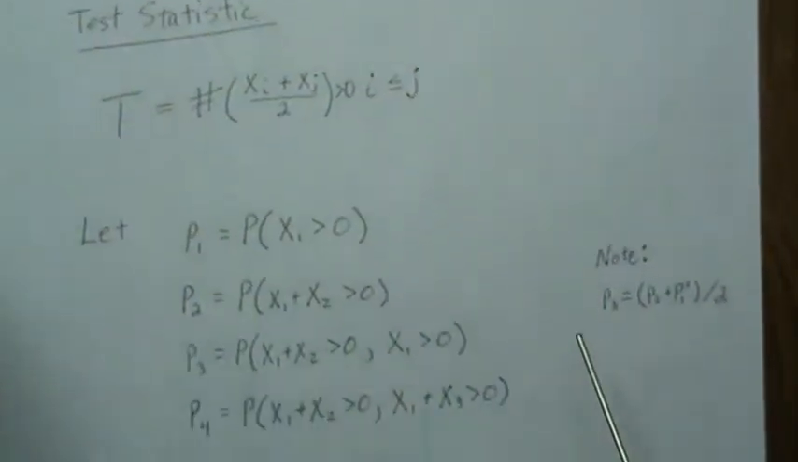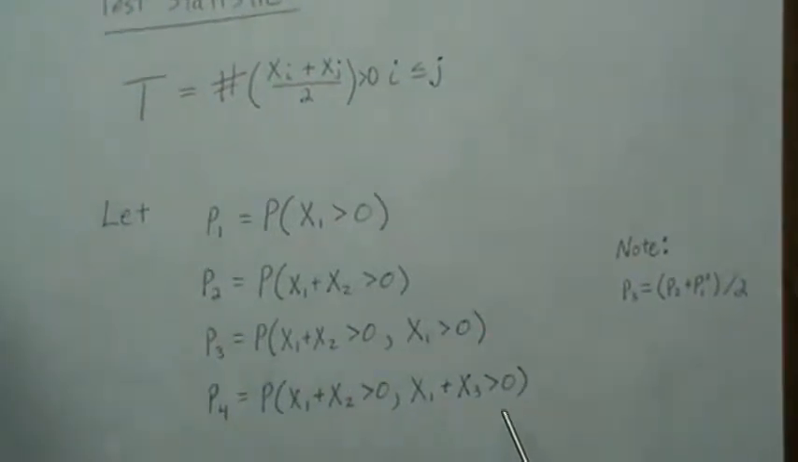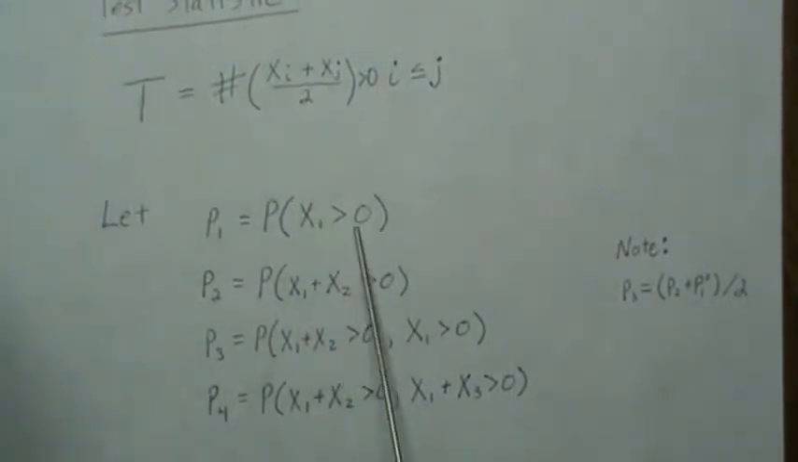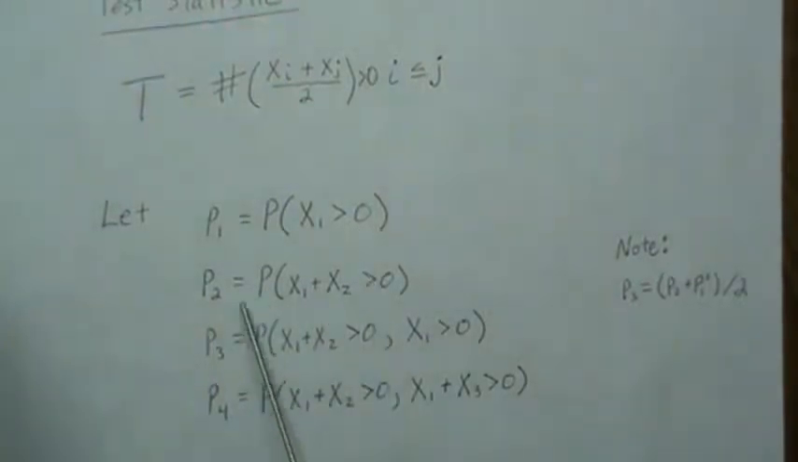So we're going to develop some notation generically. We're going to let P1 be the probability that any one of our variables is positive. So X1 is greater than 0. We're going to let P2 be that the sum of these is greater than 0. And P3 is that the sum is greater than 0 and that X1 is greater than 0. And P4 is going to be that this sum and this sum is greater than 0. Notice that the X1 is the same here and the same there.